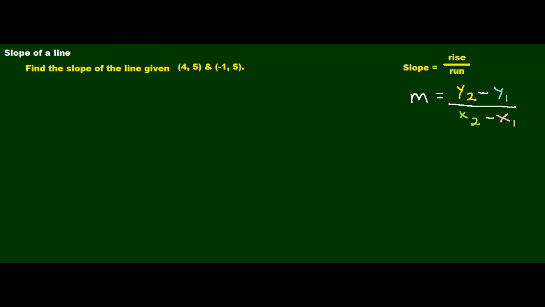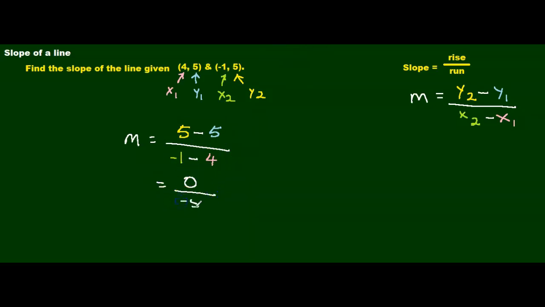Again, I'm going to label my x and y. So this is x1, 5 is y1, -1 is my x2, and again my 5 is y2. So our slope is y2, which is 5, minus y1, which is also 5, over x2, which is -1, minus my x1, which is 4. Now 5 minus 5 gives me 0. -1 minus 4 gives me -5, which gives me 0.